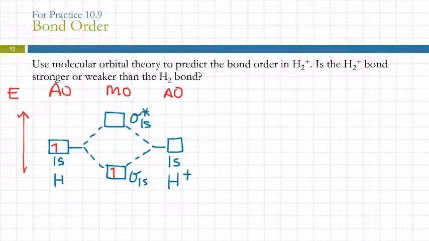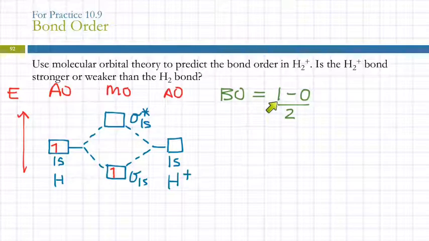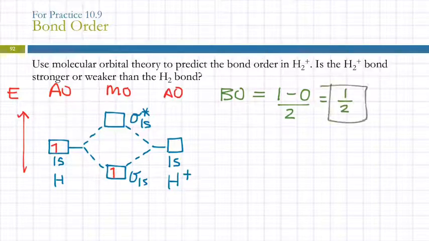So predict the bond order. 1 minus 0 over 2. There's 1 electron in a bonding orbital. There are 0 electrons in antibonding orbitals. Divide the whole thing by 2, and we end up with 1/2. So that is the predicted bond order.